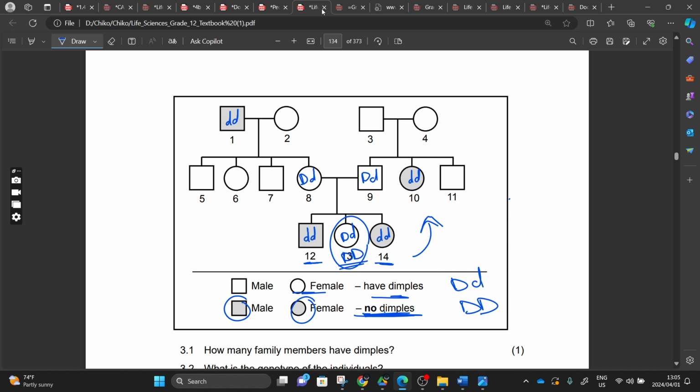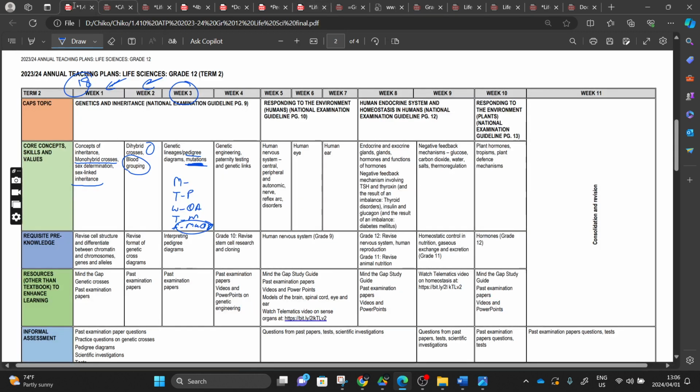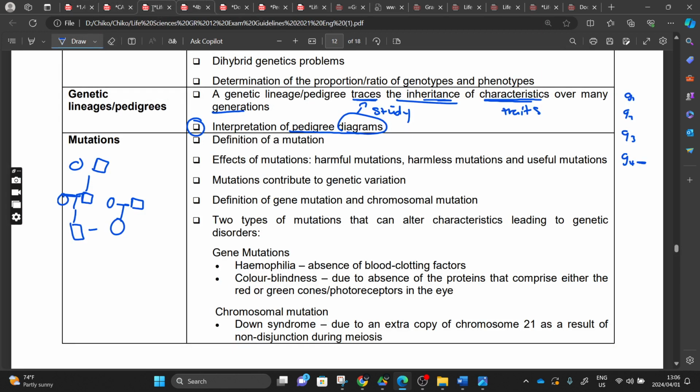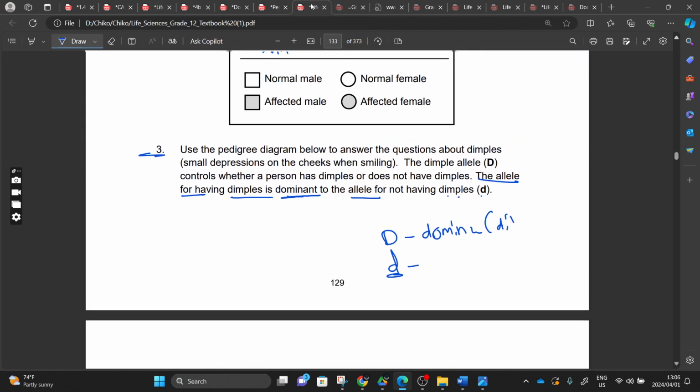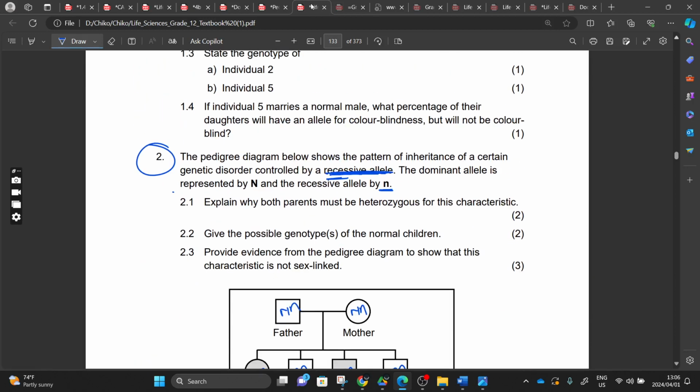So go and learn how to fill this pedigree. Thank you. That's it from me. We thank you guys. Tomorrow we'll be doing a pedigree again, questions, revision, and doing these questions here, and then Wednesday we'll be doing question papers that are related to pedigrees.